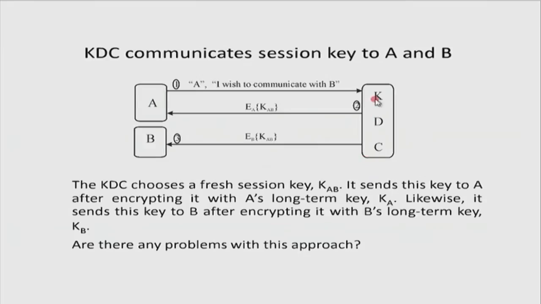In the same way, KDC also sends the same session key encrypted with B's password to B, so only B can read it. So now both A and B have access to this KAB, the session key, and they can communicate with each other securely using that session key for the duration of the session. So the KDC chooses a fresh session key KAB. It sends this key to A after encrypting it with A's long-term key KA. Likewise, it sends this key to B after encrypting it with B's long-term key KB.